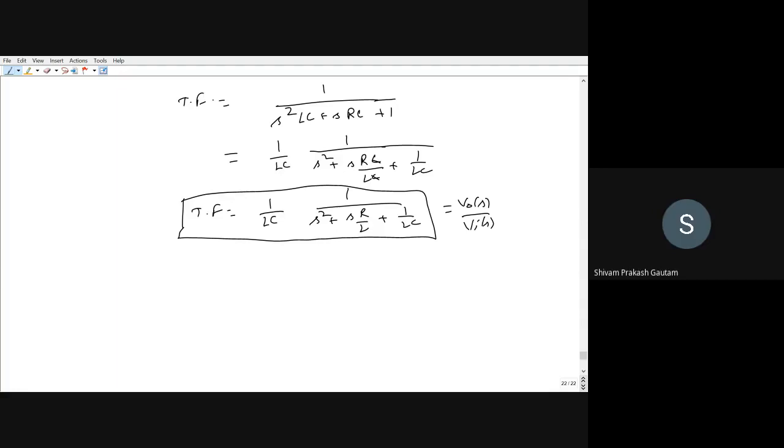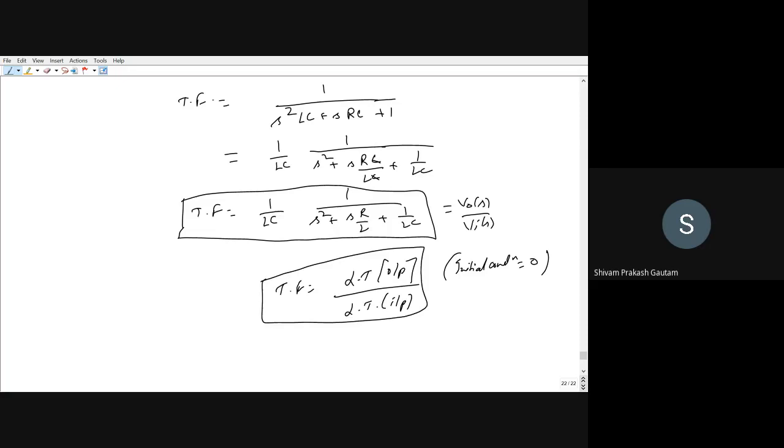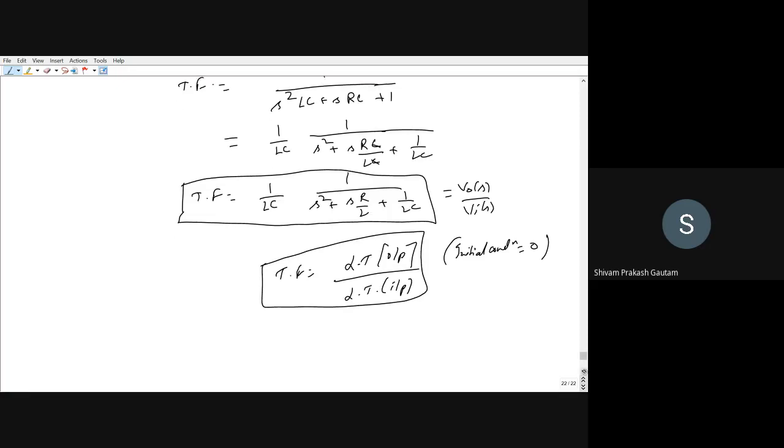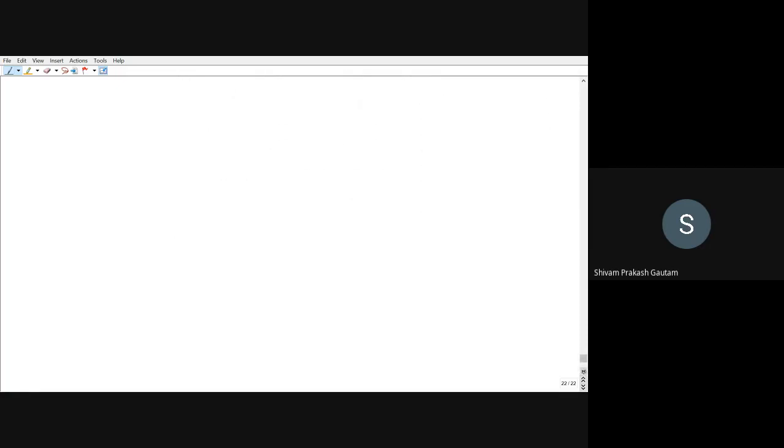For now, our objective is just to find out the transfer function of a system. And what is the transfer function of a system? Again, I will tell you. It is the Laplace transform of output divided by the Laplace transform of input, considering initial conditions to be 0. This is the formula, right? So this is what we have got. Now we will take one simple example.